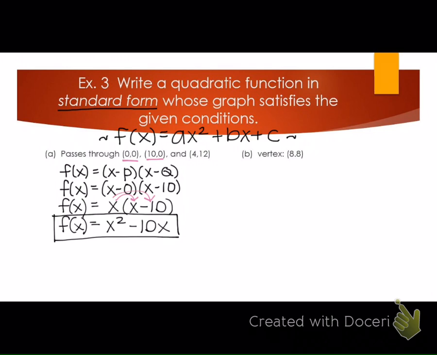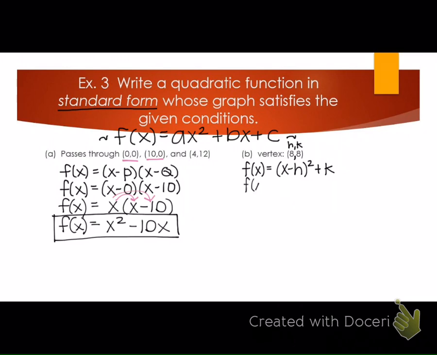Now, look at letter B. Letter B we should be able to fly through very quickly. They give us a vertex. Which form can we plug this into? Vertex form. So f of x equals x minus h squared plus k. Now, a couple things. If that is a period on your notes, it should be a comma. Then remember, in vertex form the vertex is the ordered pair h, k. That's important when you're going to plug these numbers into this formula.